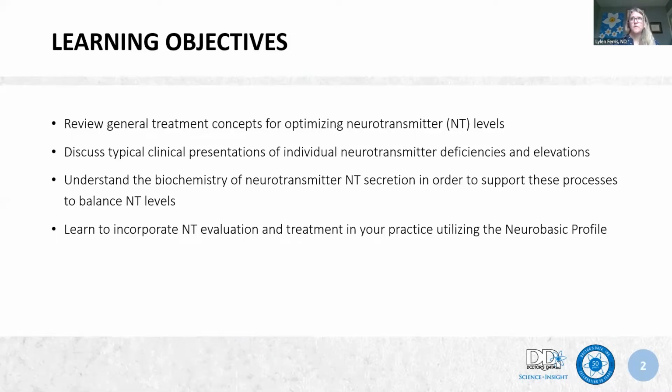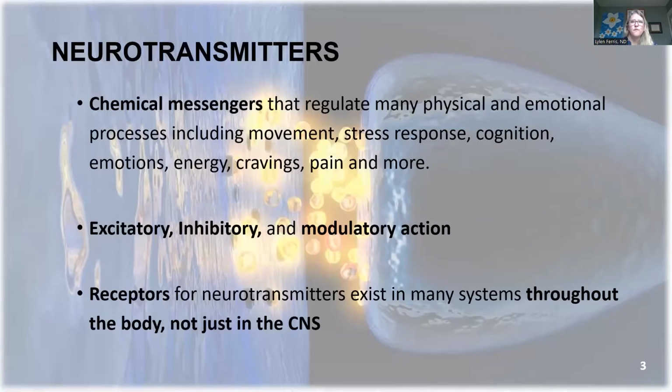So some things we'll cover today. We'll talk about some of the general treatment concepts for optimizing neurotransmitter levels, discuss the typical clinical presentations of individual neurotransmitter deficiencies and elevations, understand the biochemistry of neurotransmitter secretion so that we can support these processes to balance neurotransmitter levels, and then we'll learn how to incorporate neurotransmitter evaluation and treatment into your practice utilizing the NeuroBasic profile.